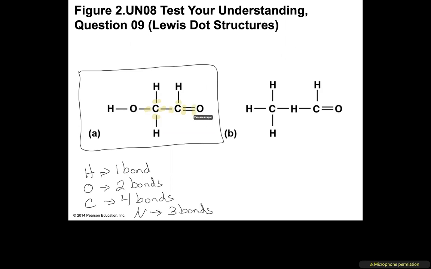So let's look at the oxygens. 1, 2 bonds. Looks good because it follows the rules. The next oxygen is supposed to have 2 bonds. Let's see. 1, 2. Yep, it has 2 bonds.